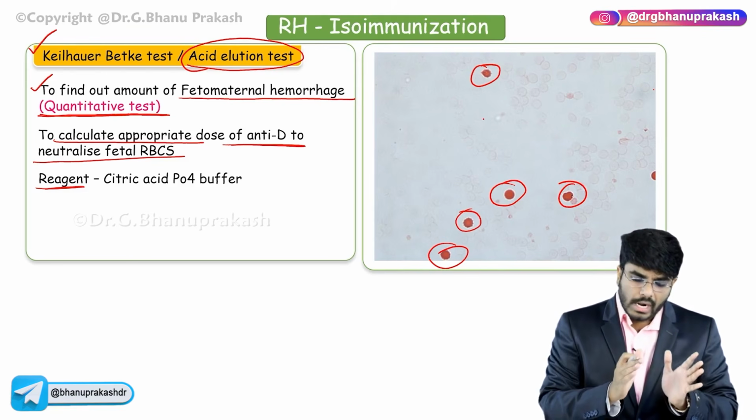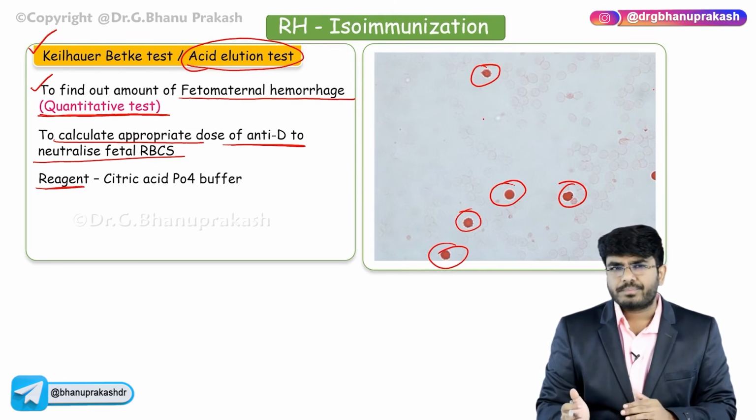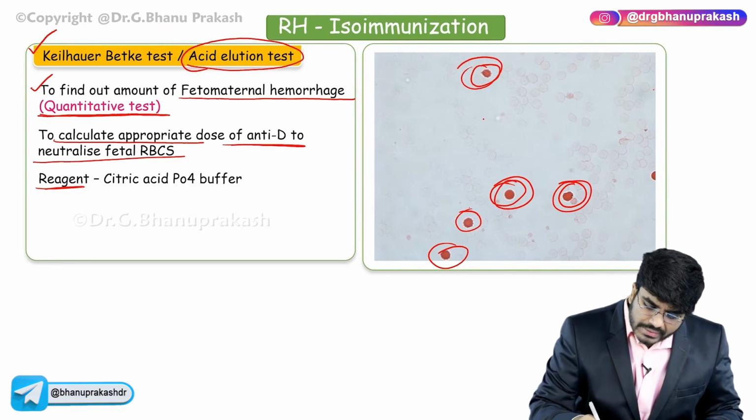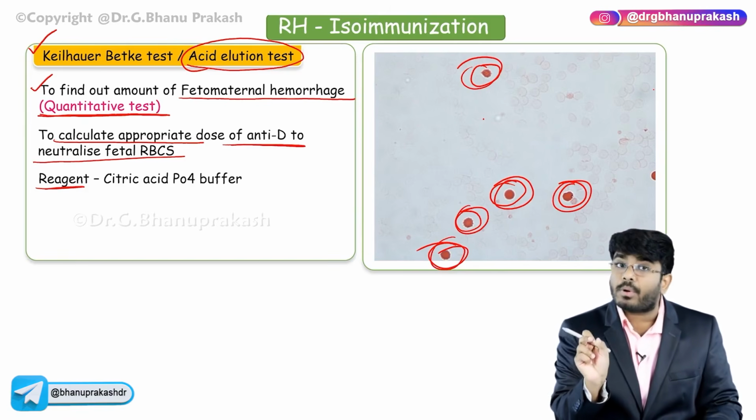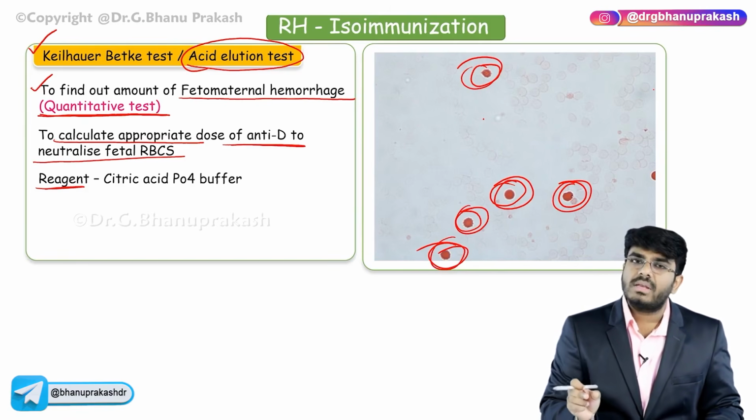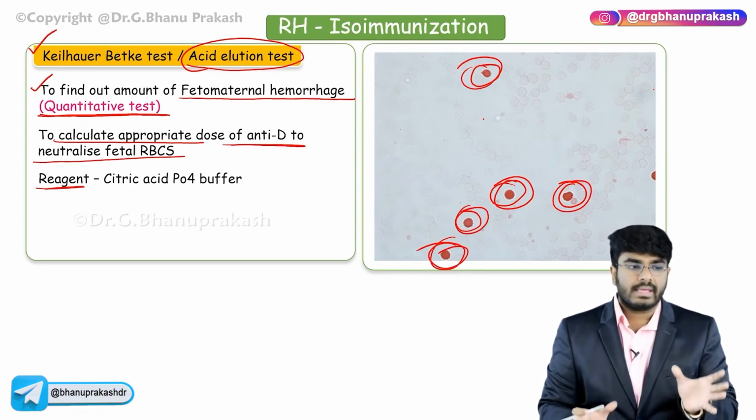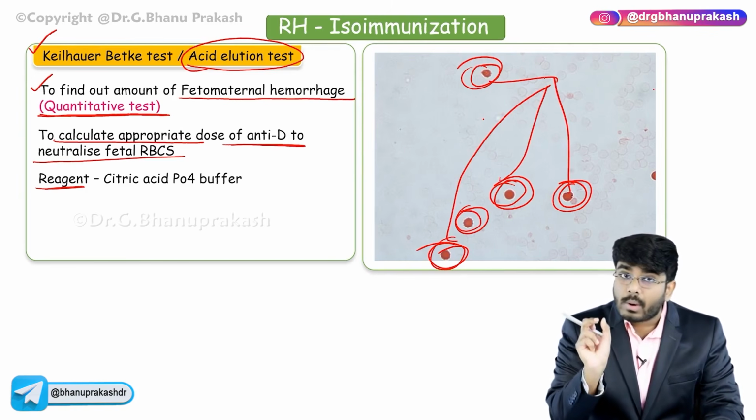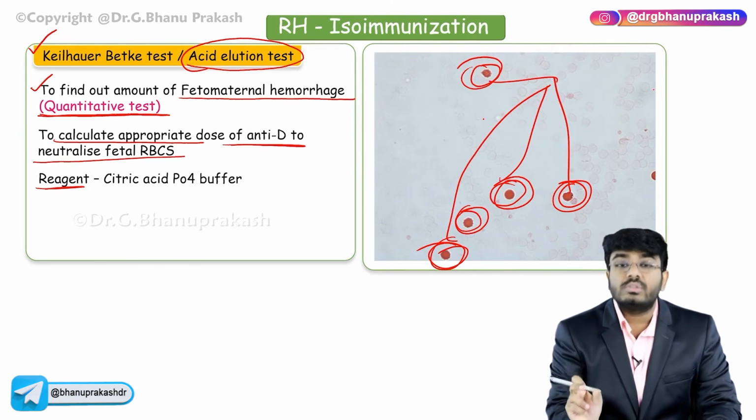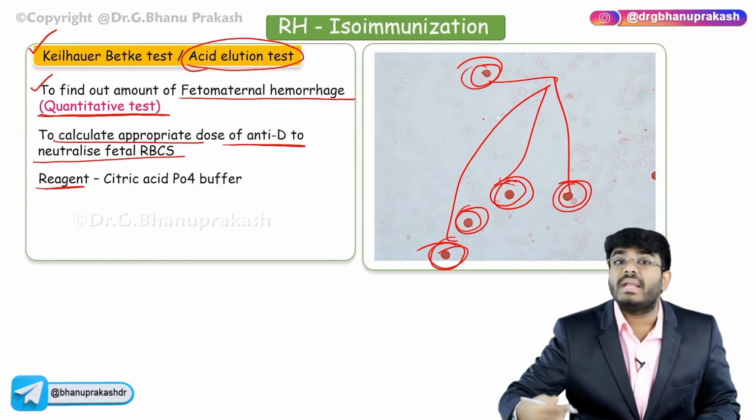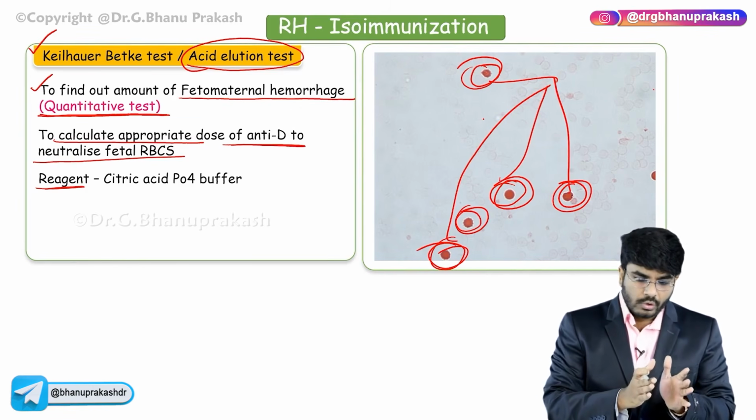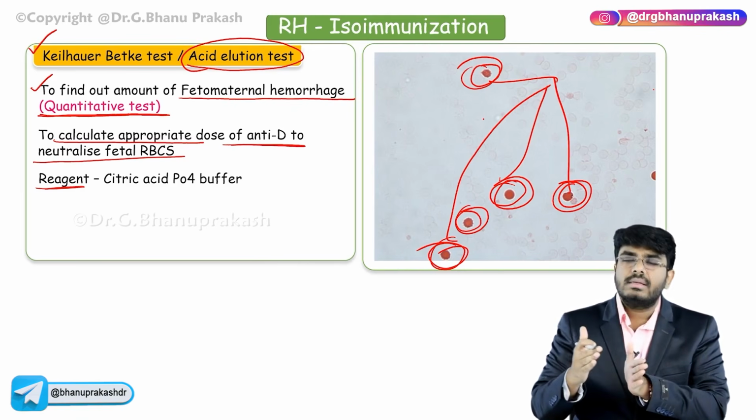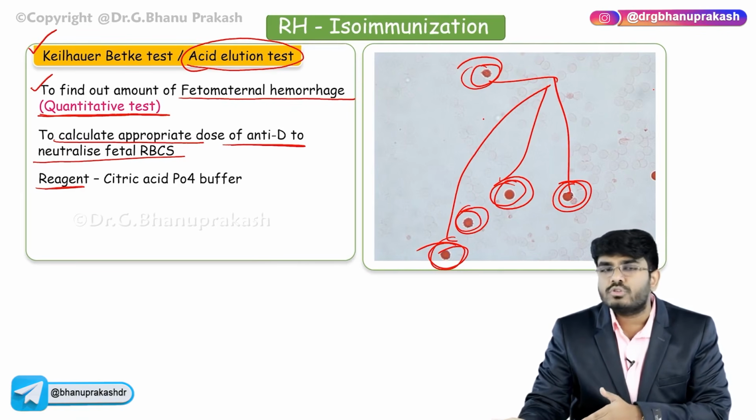What we are doing is this acid elution test, by which at the end of the day we can know how many fetal RBCs are present in that proportion of the maternal blood. So you can get an idea: if you have this many RBCs in that much amount of maternal blood, this might be the amount of feto-maternal hemorrhage. And if you know the feto-maternal hemorrhage, then this will be the dose of anti-D that should be given.